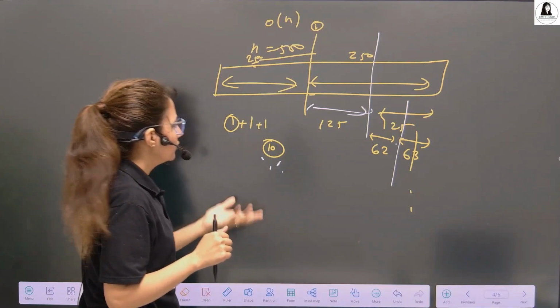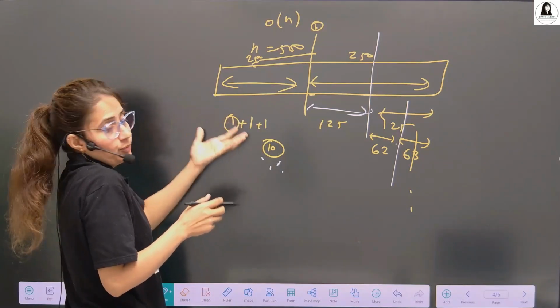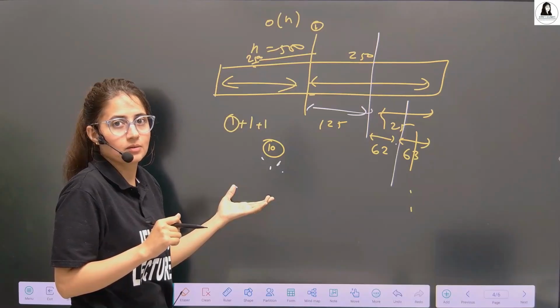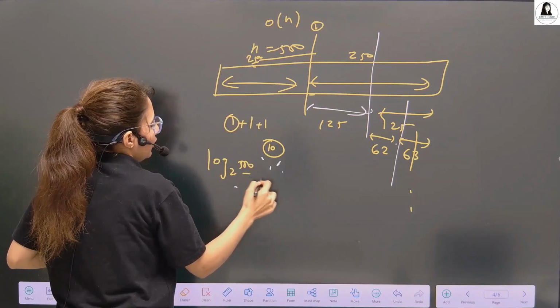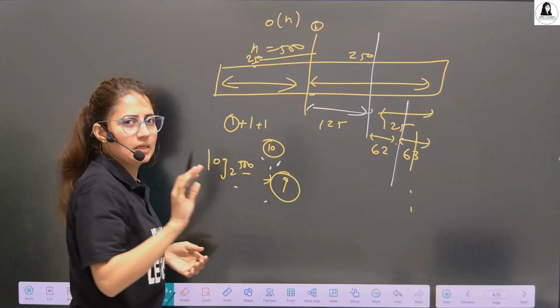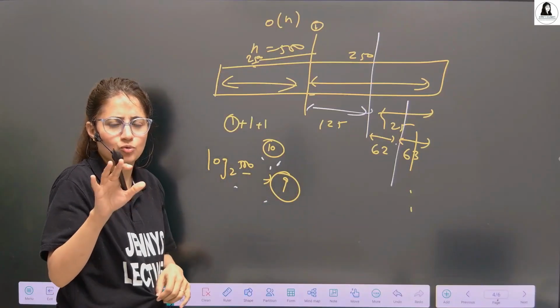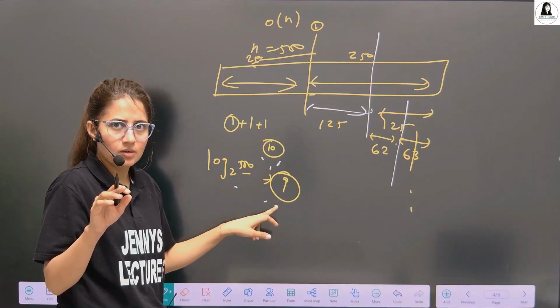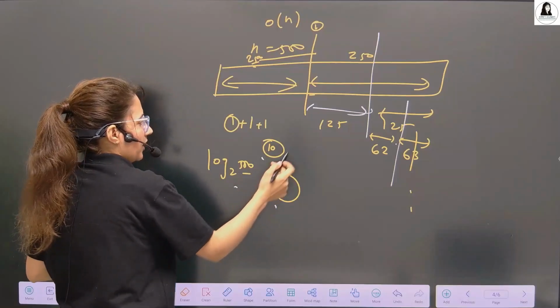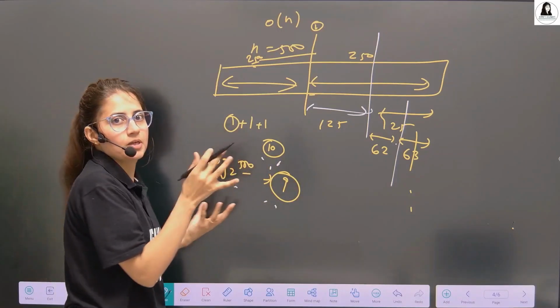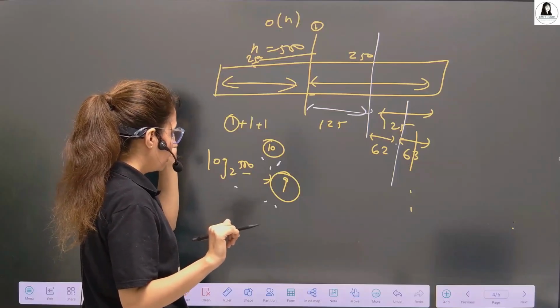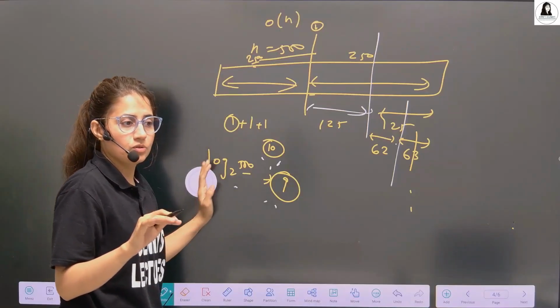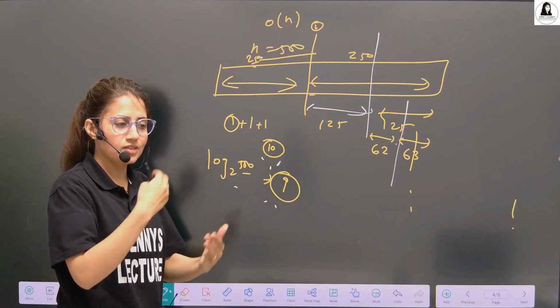Okay. So now, I hope you got why this one is better. If you get log of 500, it will give you approximately 9, 8.9 something like this. So approximately 9. So the number of comparisons is 9 plus 1, that is 10. So log of n plus 1 is the maximum number of comparisons.